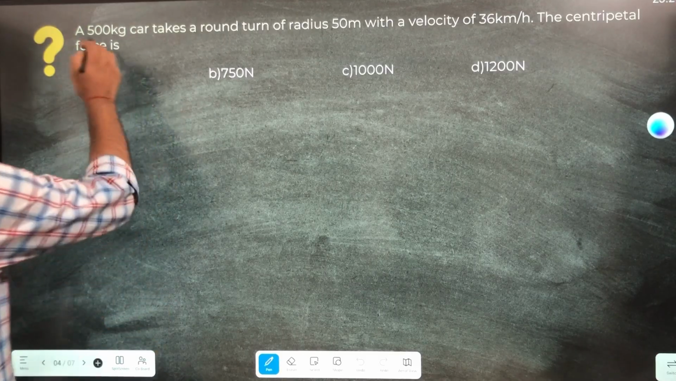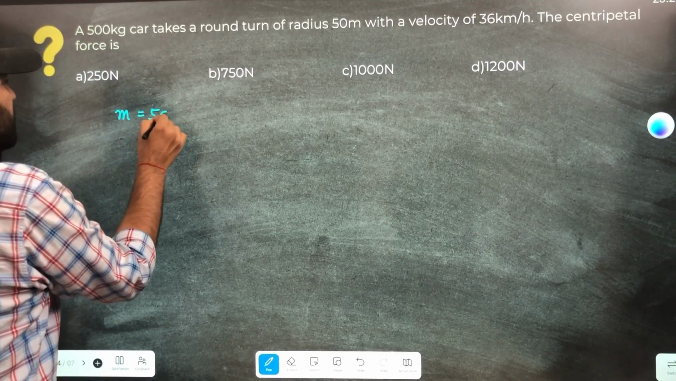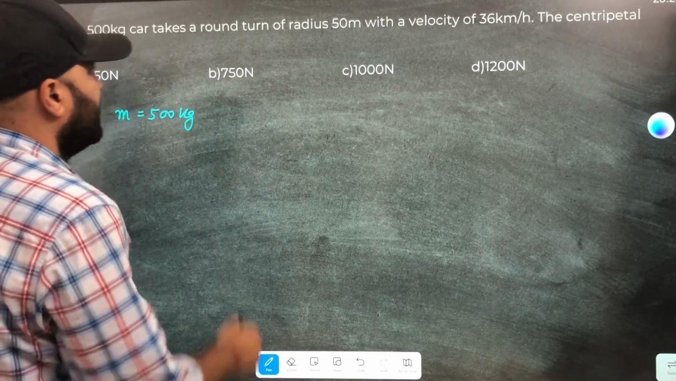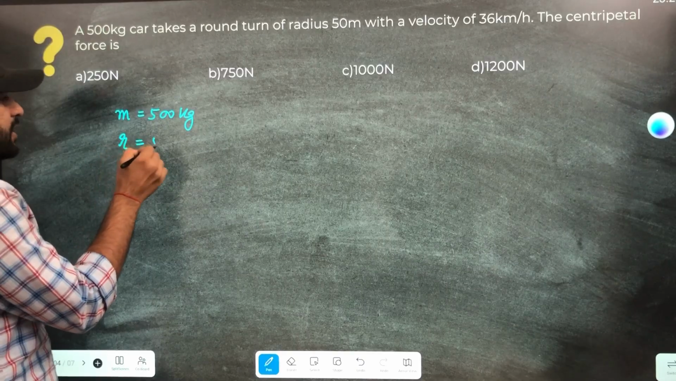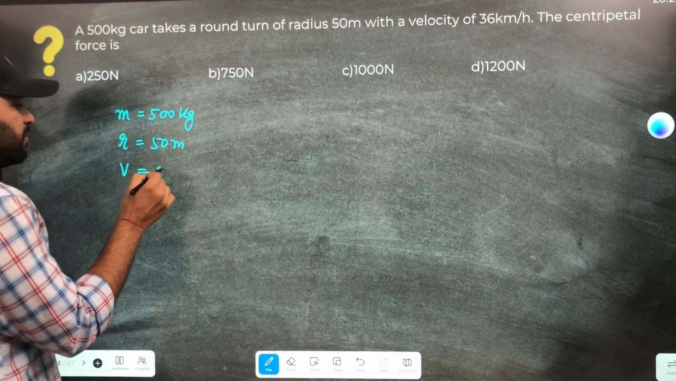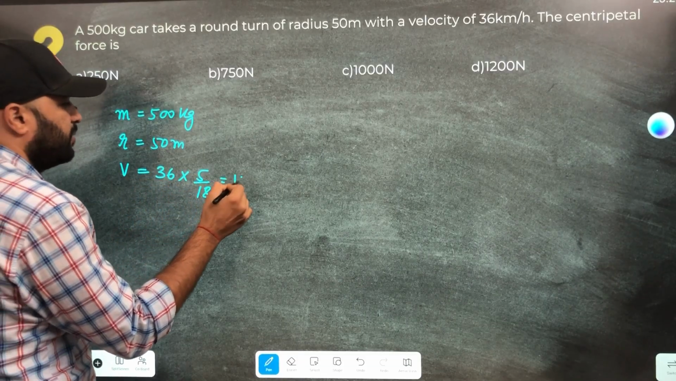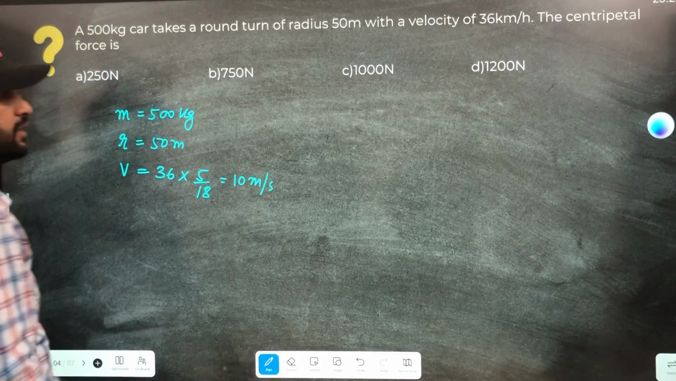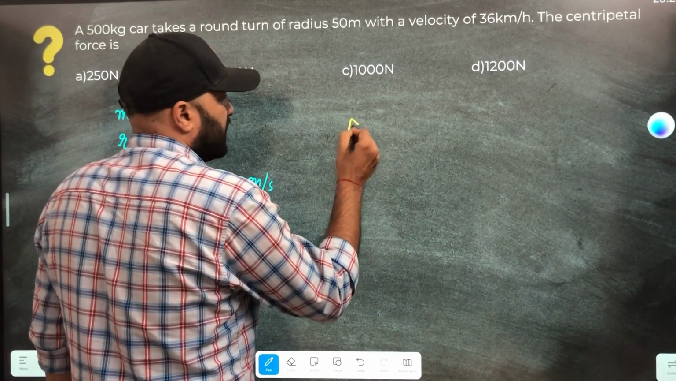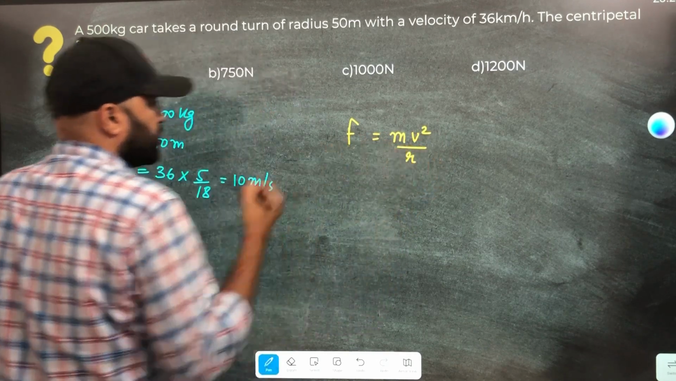Next question says a 500 kg car, so mass of the car here is 500 kgs, takes a round turn of radius 50 meters, so r is 50 meter, with the velocity v of 36 kilometer per hour. Let me convert it straight away into meter per second, so this will be 10 meter per second, right? The centripetal force will be how much? We already know the centripetal force F is equal to m v square by r, correct? Let me substitute the values.